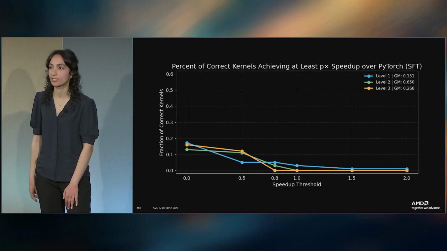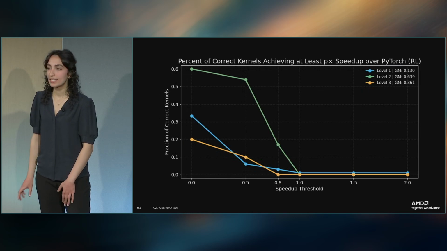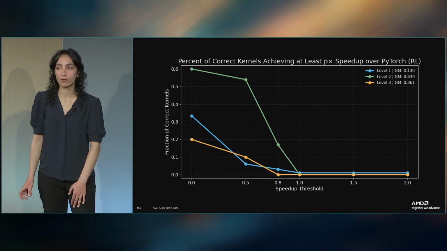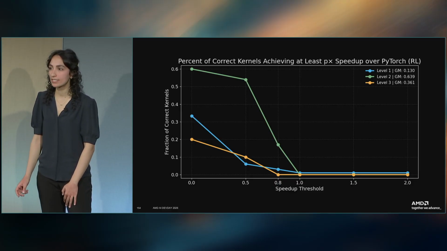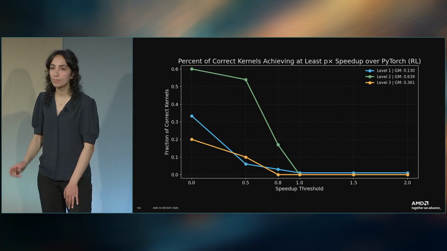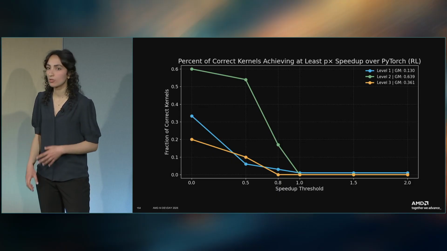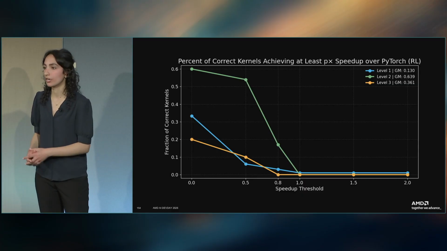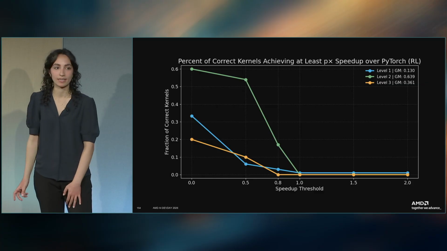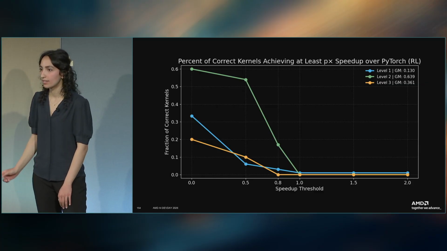So let's now look at reinforcement learning. We can see here that the reinforcement learning results are much higher. Because GRPO directly rewarded speedup, we see an increase in the percentage of correct kernels as the speedup threshold increases, especially for level 2. We can reason that this is because of our composition synthetic data, which fuses together multiple operations, reflective of the level 2 tasks in KernelBench. However, it's also important to note that kernels that were correct did not surpass a speedup threshold of 1x. And this shows that the model needs a deeper understanding of GPU architecture and parallel execution than was captured in the training data.